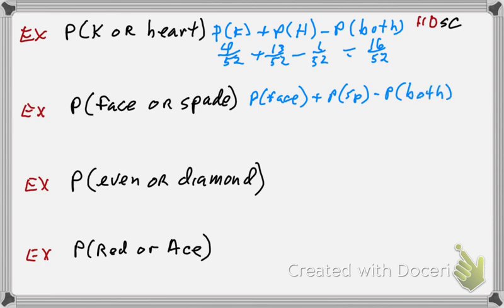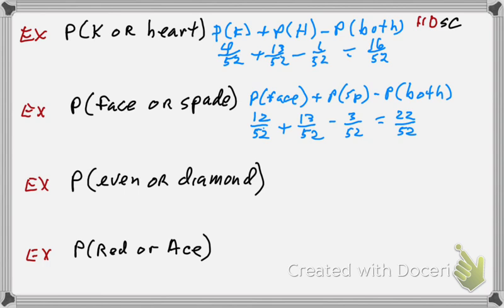Okay, face card. I've got 3 in each suit, Jack, Queen, King, so I've got 12. Spades, 13. And again, I'm putting this over 52 because that's how many things are in our sample space in a deck of cards. Minus, how many are both a face card and a spade? 3. So I've got 25, take away 3. There's my probability. Leave it as a fraction.